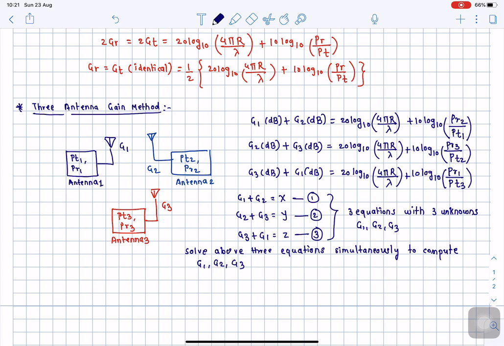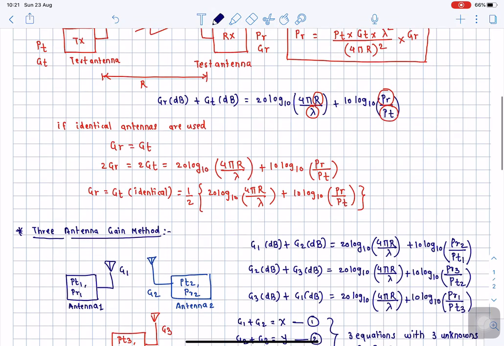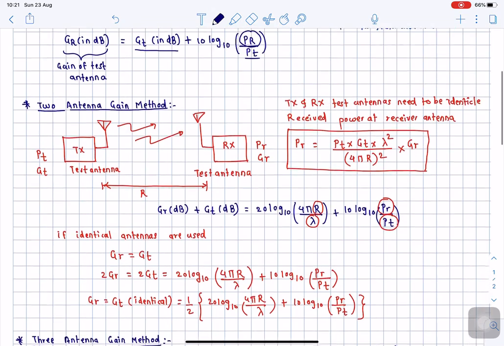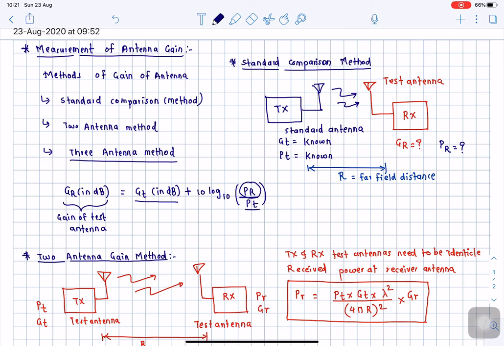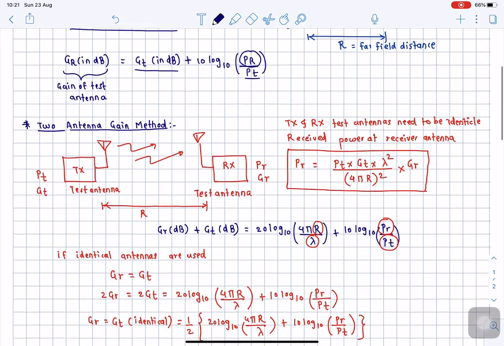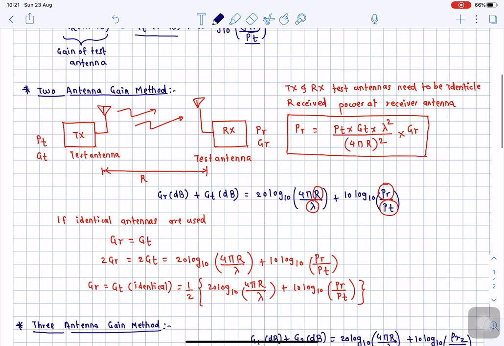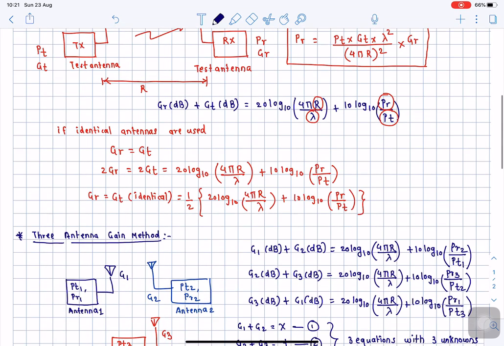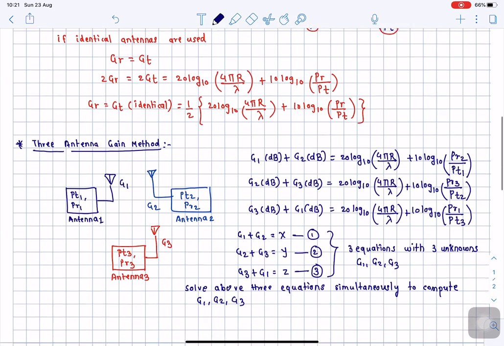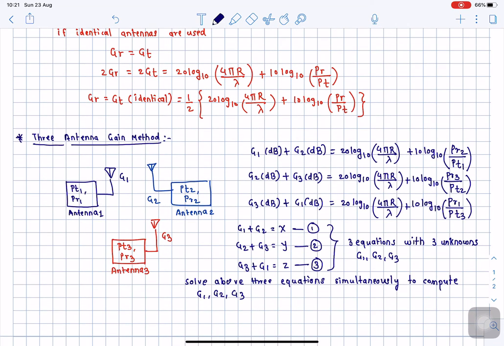So this is all about the different types of measurement methods of the gain of the unknown antenna. The first method is very simple and straightforward. We need to simply compare the gain of the test antenna with the standard available antenna. In the second method, which we call the two antenna method, we should make use of exactly identical antennas at the transmitter and receiver, right? And in the third method, which is the most accurate method, we make use of three separate antennas. They are not supposed to be identical.